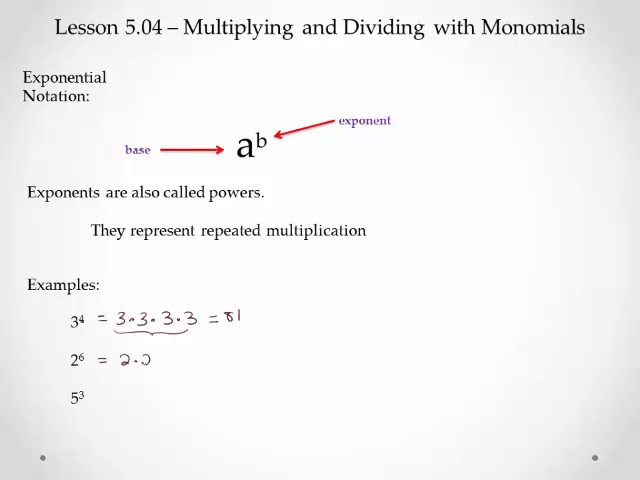2 to the 6th is 6 2's being multiplied, and that's 64. 5 to the 3rd is 3 5's, so that's 125. It is not 5 times 3, which would be 15. They're very different.